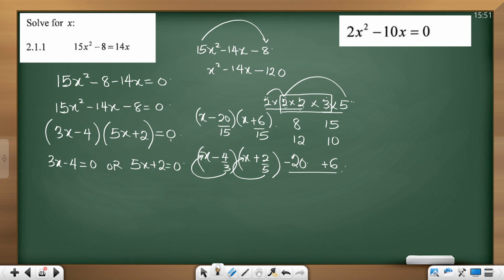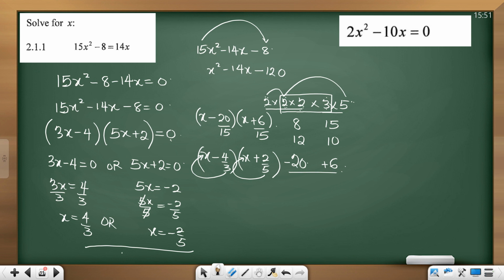Now we are solving linear equations. Can we move the 4 over? It becomes a positive. Now we divide both sides by 3. X therefore is 4 over 3. Or we have 5x, move the 2 over, becomes a negative. We divide both sides by 5, right? The 5 will divide. X is negative 2 over 5. And that's how we get our answers.